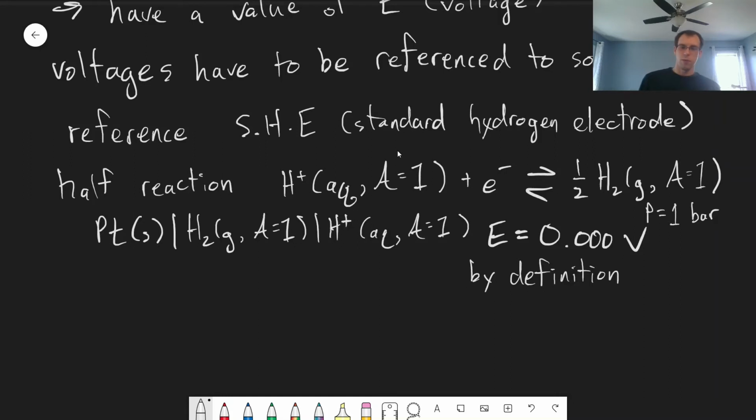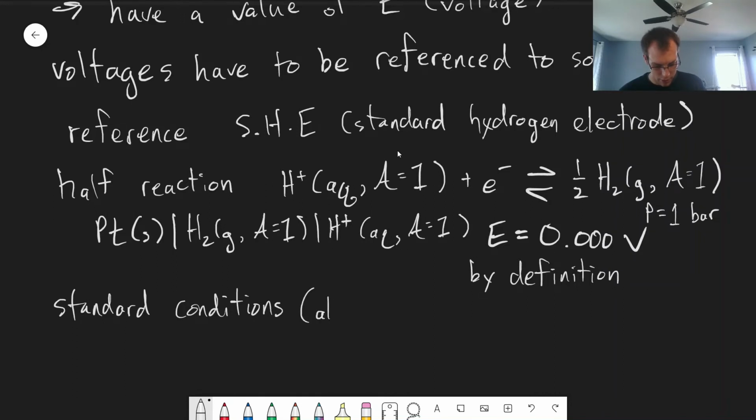Okay, and so if we want to measure a standard reduction potential for some other half reaction, we measure it under standard conditions. So standard conditions meaning that we have all activities equal to 1 in our reaction that we're considering. So approximately 1 molar solutions, though not exactly, as we've talked about with activities. And we compare it to the standard hydrogen electrode. So what would this look like?